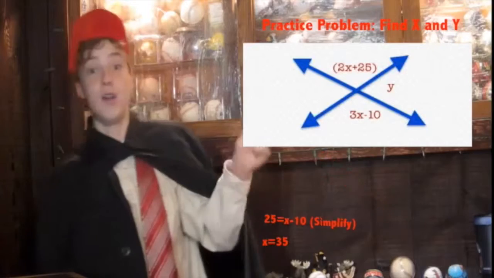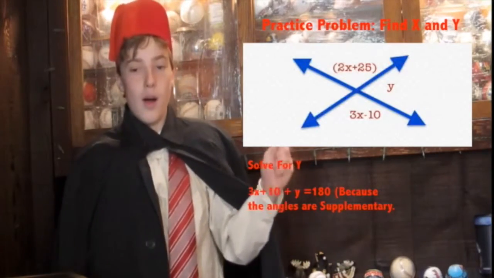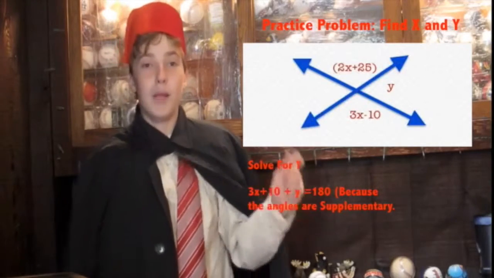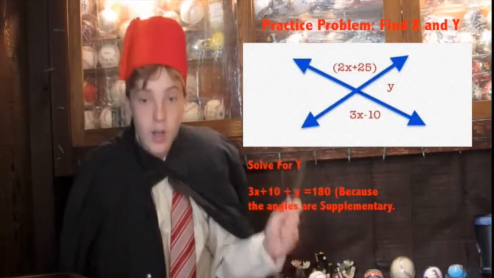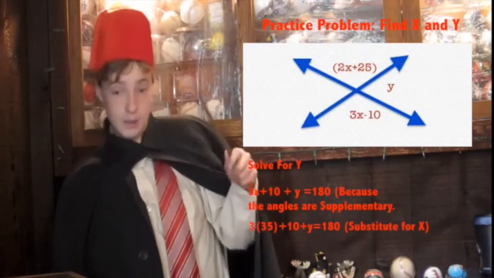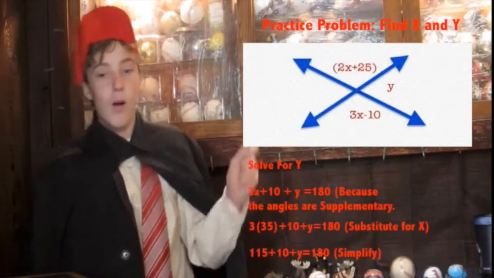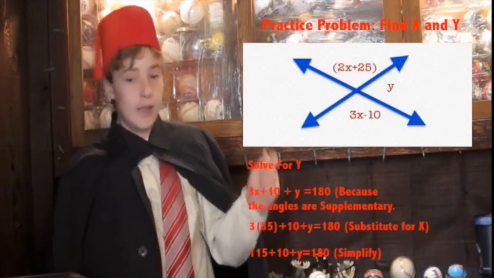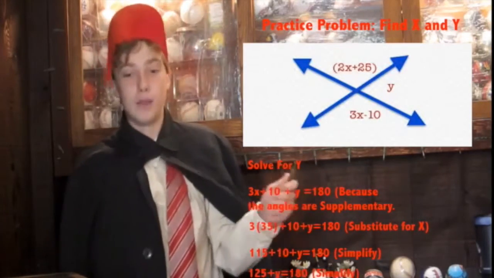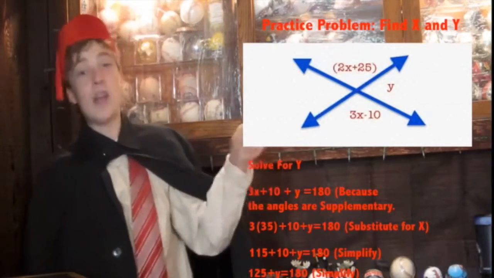Now, with that information, we can solve for y. 3x plus 10 plus y equals 180 because these angles are supplementary. 3 times 35, which is x, we substitute, plus 10 plus y equals 180. 115 plus 10 plus y equals 180. Simplify, 125 plus y equals 180. Simplify again, and y will equal 85. And you have done your practice problem.